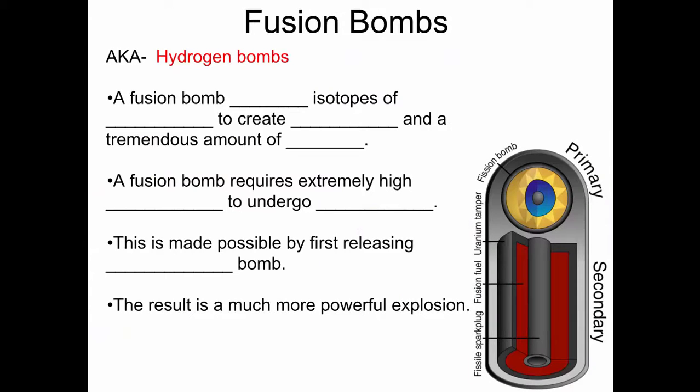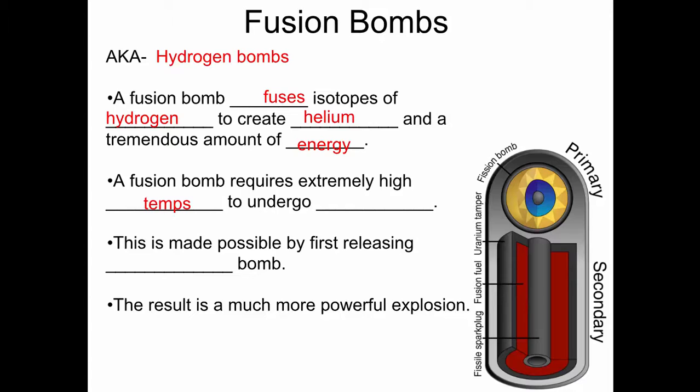There are also fusion bombs that have been produced. They have not been used. These are sometimes called hydrogen bombs, and they use fusion rather than fission. These bombs fuse isotopes of hydrogen to create helium and a huge amount of energy. These are much, much more powerful even than the fission bombs dropped in Japan.